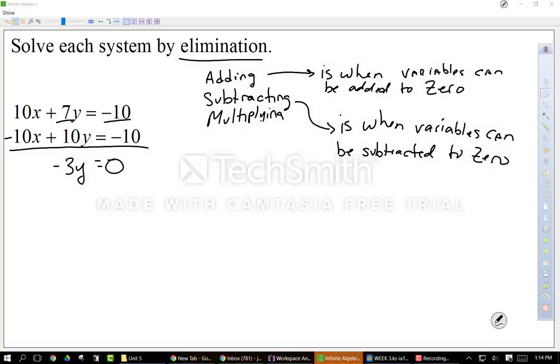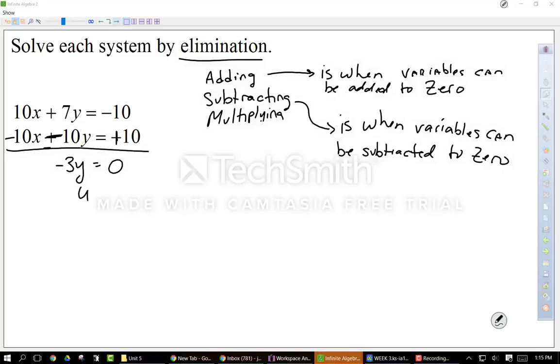Some of you are like, well, what is really going on? Let me back up a little bit here. When I'm subtracting, I'm actually changing the sign of all of the terms in the second equation. So this becomes a minus, this becomes its opposite, and this becomes its opposite. Now I can technically add them together. Remember, addition and subtraction are opposites, right? So if I'm changing the signs, then now I can add. 10 minus 10 is 0, 7 minus 10 is negative 3y, and then negative 10 plus 10 is 0.